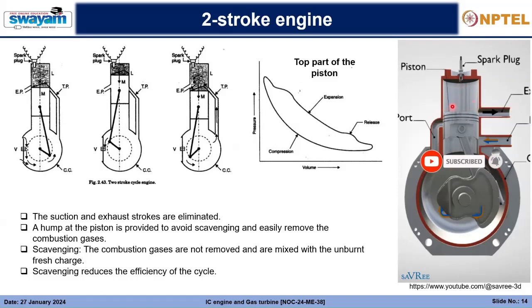So this is how a two-stroke spark ignition engine will work. For a two-stroke fuel injection engine, or compression ignition engine, there will be a different mechanism. Only the mechanism of ignition will change. Otherwise, this will remain almost constant.